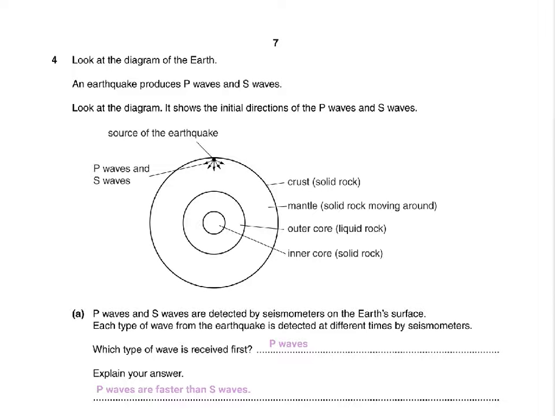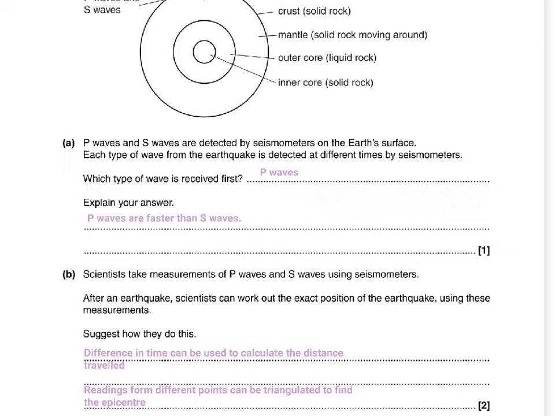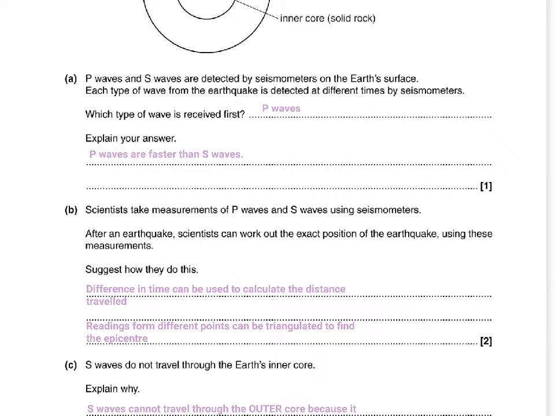So the first question says, P waves and S waves are detected by seismometers on the Earth's surface. Each type of wave from the earthquake is detected at different times by seismometers. Which type of wave is received first? Well, the answer to that is the P waves. So this is just a bit of factual recall. P waves are received first, but you don't get a mark for that. The mark is for actually explaining your answer.